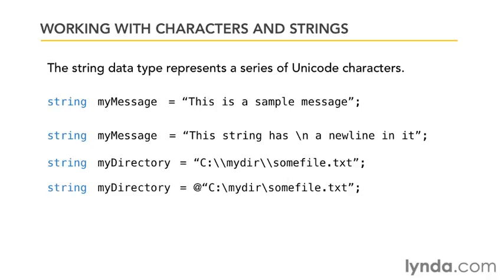So in the case of declaring the myDirectory variable, in the first case, I had to escape out the backslashes. In the second case, by putting that little @ symbol in front of the string, I'm telling the compiler, hey, those backslashes aren't escape characters. They're just real backslashes. Please treat them as such. But the fun doesn't stop there.